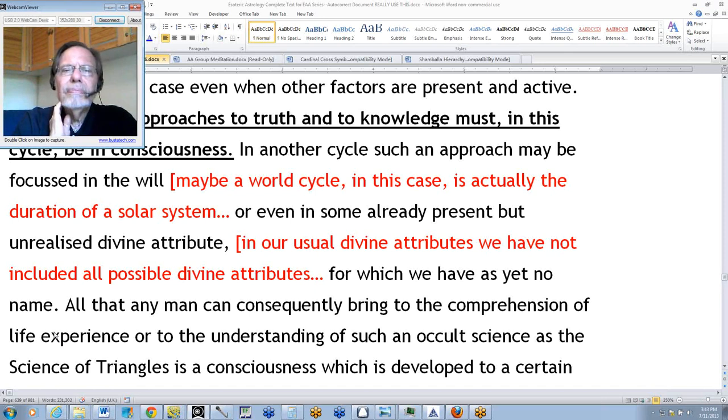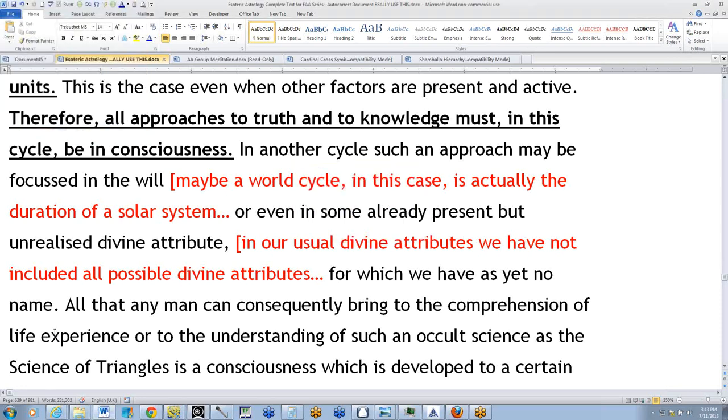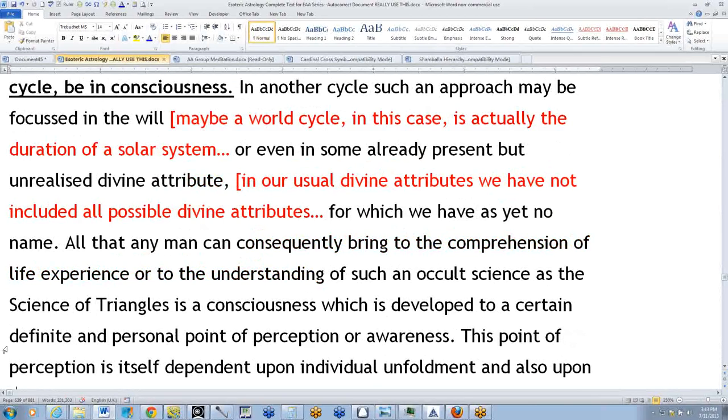So in another cycle, such an approach to truth or to consciousness may be focused in the will, or even in some already present but unrealized divine attribute, and this is more or less from the rain cloud of unknowable things. We don't really know or cannot imagine what he may be talking about, but there are potentially other attributes than those that we have identified to this point, for which we have as yet no name. "All that any man can consequently bring to the comprehension of life experience, or to the understanding of such an occult science as the science of triangles, is a consciousness which is developed to a certain definite and personal point of perception and awareness."